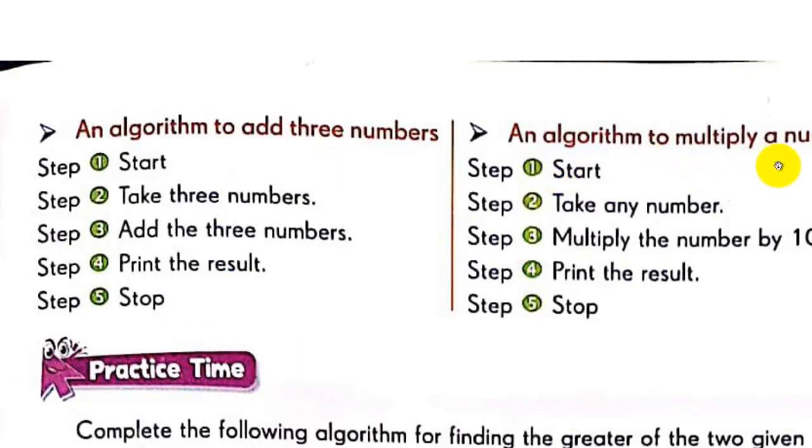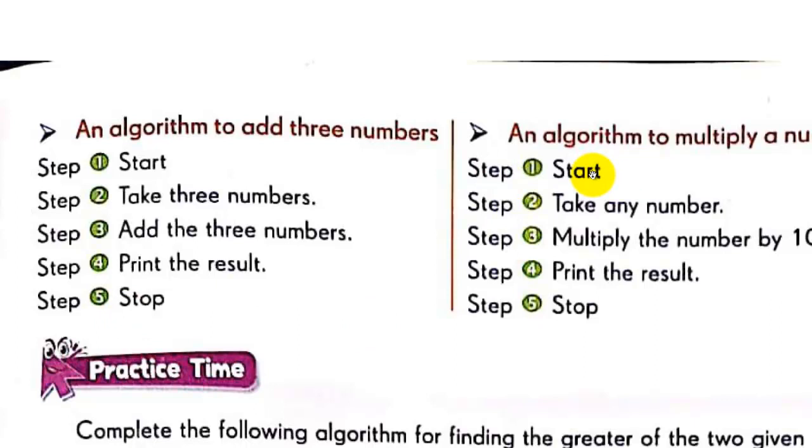Then an algorithm to multiply a number by 100. Now take any number. Okay, a number means you can take any number. Then that number will be multiplied by 100. Now we'll write the algorithm for that. Now for writing an algorithm, what is the first step? First step is to write start. Then the last step should be stop. Here also first step start, last step stop.